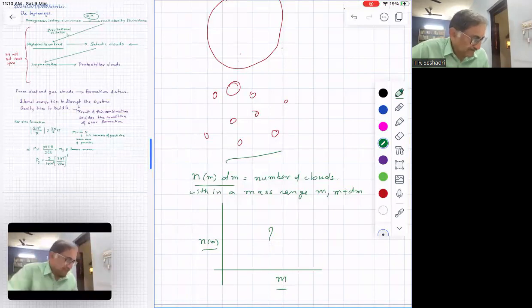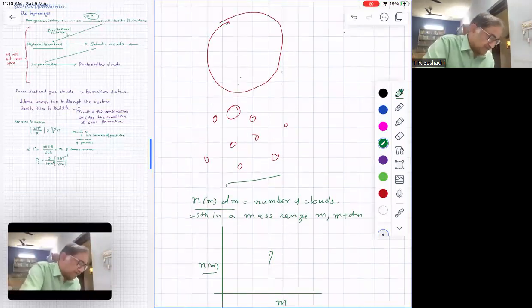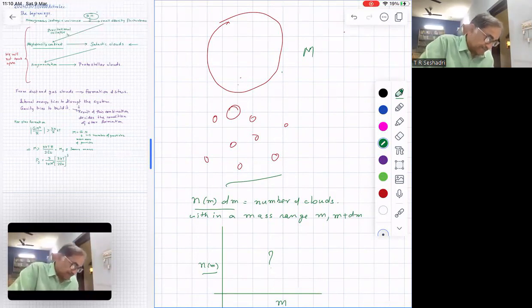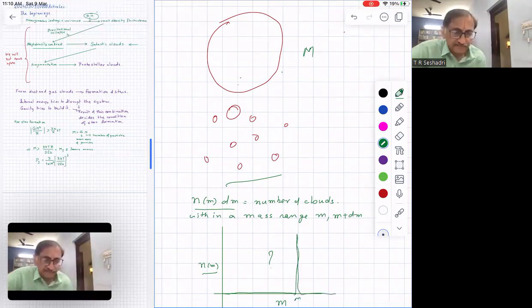For example, suppose the total mass of the original cloud was capital M and it was spherically symmetric. What will be the shape? It will be like this. And at M, there will be one clump.